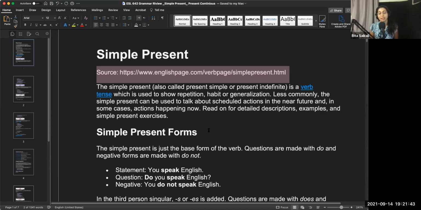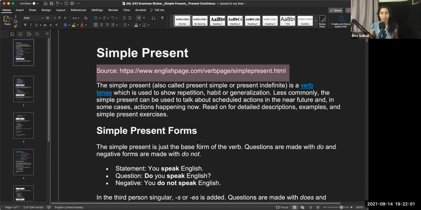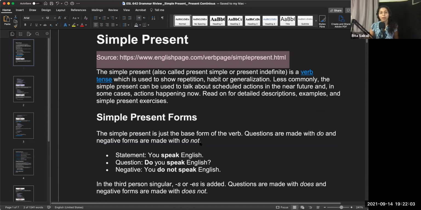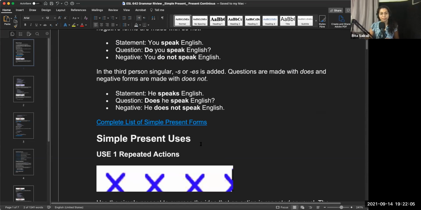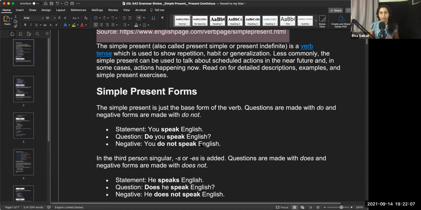Right. So simple present basically shows repetition. We use it obviously in the present. So what's happening right now? The present is now, correct? So simple present shows repetition, it shows habit, or it shows generalization. And we are going to talk about those in a minute, okay? So let me go down.